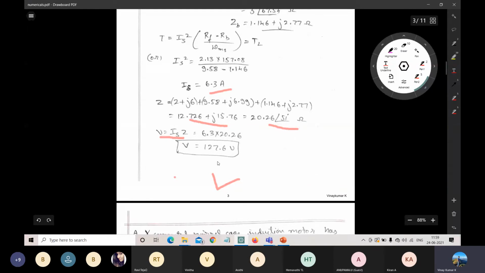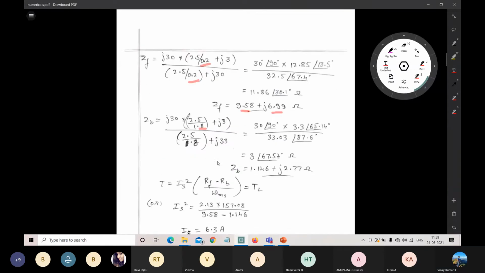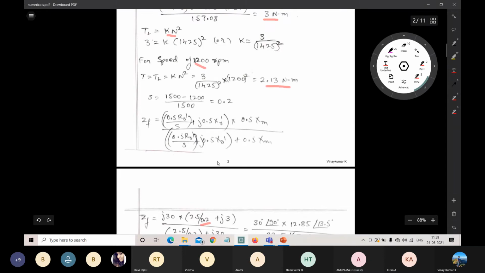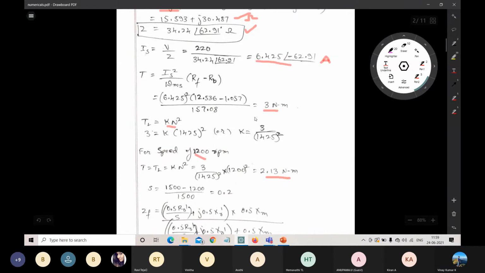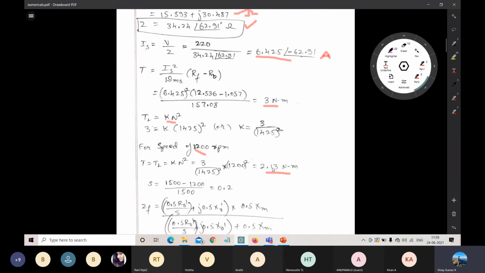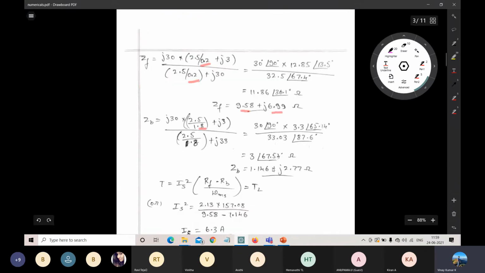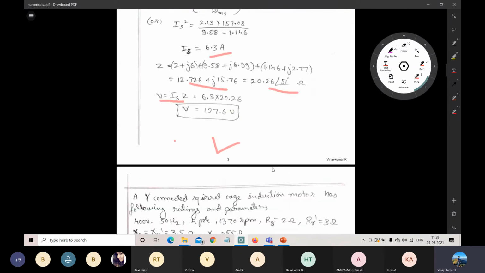With respect to that, the torque might also change, right? So this is the torque for 1425 and this is the torque for 1200. The torque is reduced as voltage is reduced and for that the speed is also reduced. So this is the conclusion, the theoretical or the practical proof of our speed control characteristics of single phase induction motor.